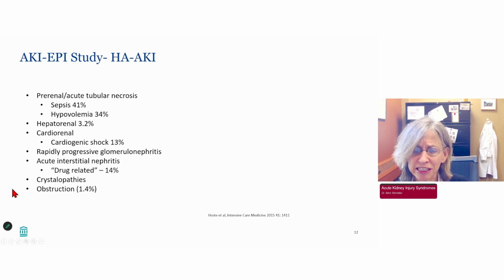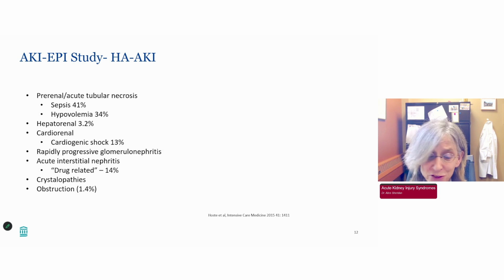This was actually studied in the AKI EPI study. This was the first international multi-center study that reported on the occurrence of AKI in ICU patients, and included close to 2,000 patients. AKI occurred on day 1 of admission in 57% of patients, and 23% of these patients required kidney replacement therapy. The most common causes were sepsis, 41%, and hypovolemia, 34%. Well, there's your 75% right there.